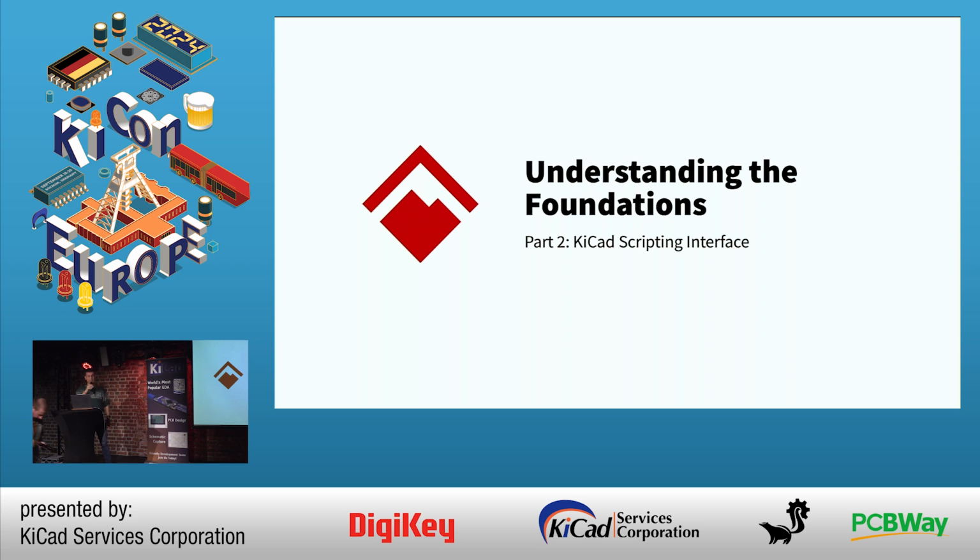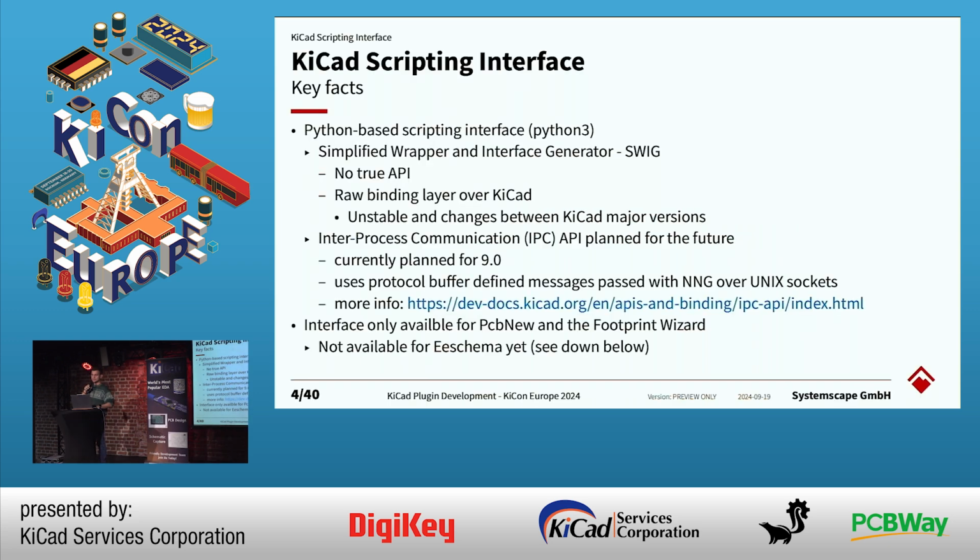Okay, so let's look at the foundations of this scripting interface. Right now there's a Python-based scripting interface. It's Python 3 only. Python 2 has been deprecated for a few years. It's a simplified wrapper and interface generator called SWIG, and it generates Python bindings out of the underlying code. So it's no true API, but instead a raw binding layer over KiCad. This also means it's unstable and changes between KiCad major versions, but I found it to not change really much, because KiCad itself is quite stable.